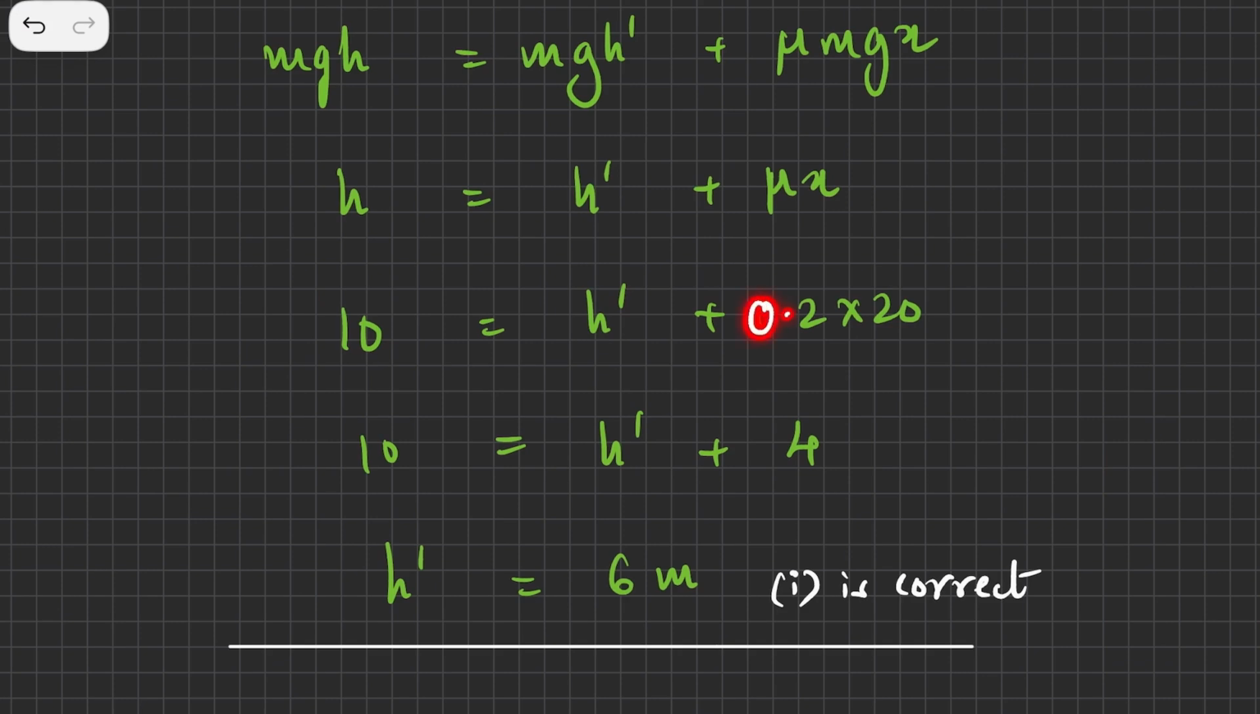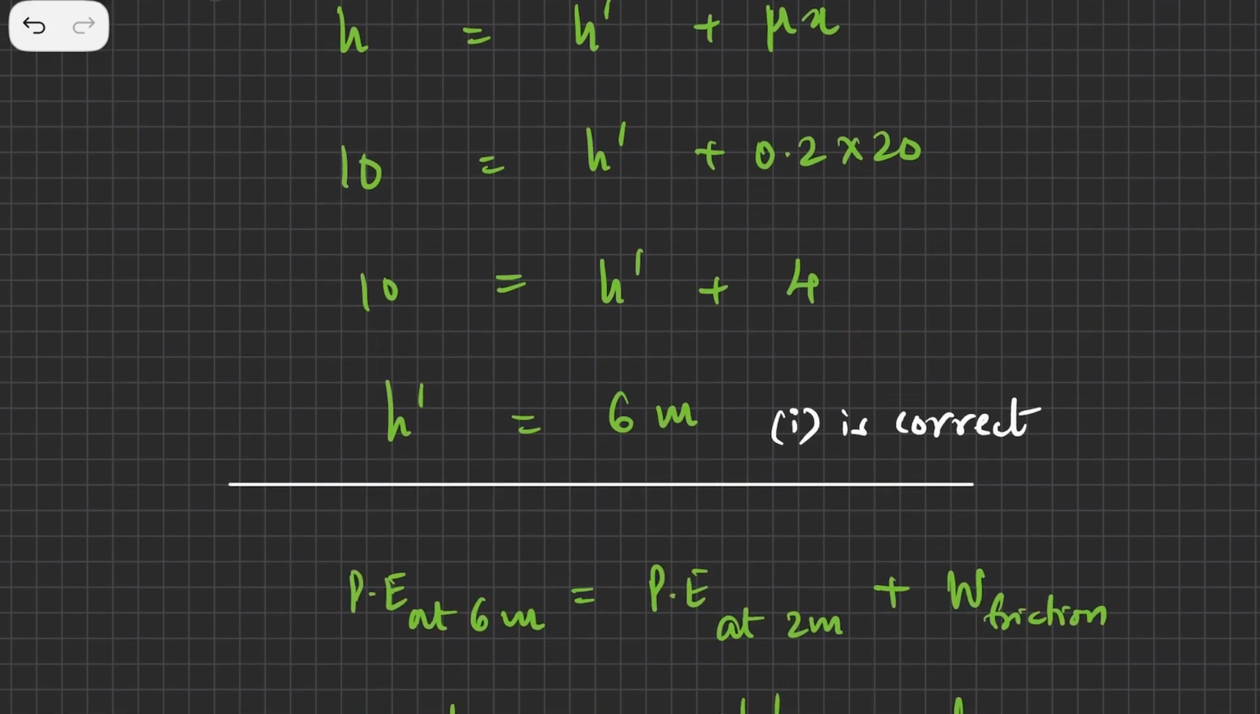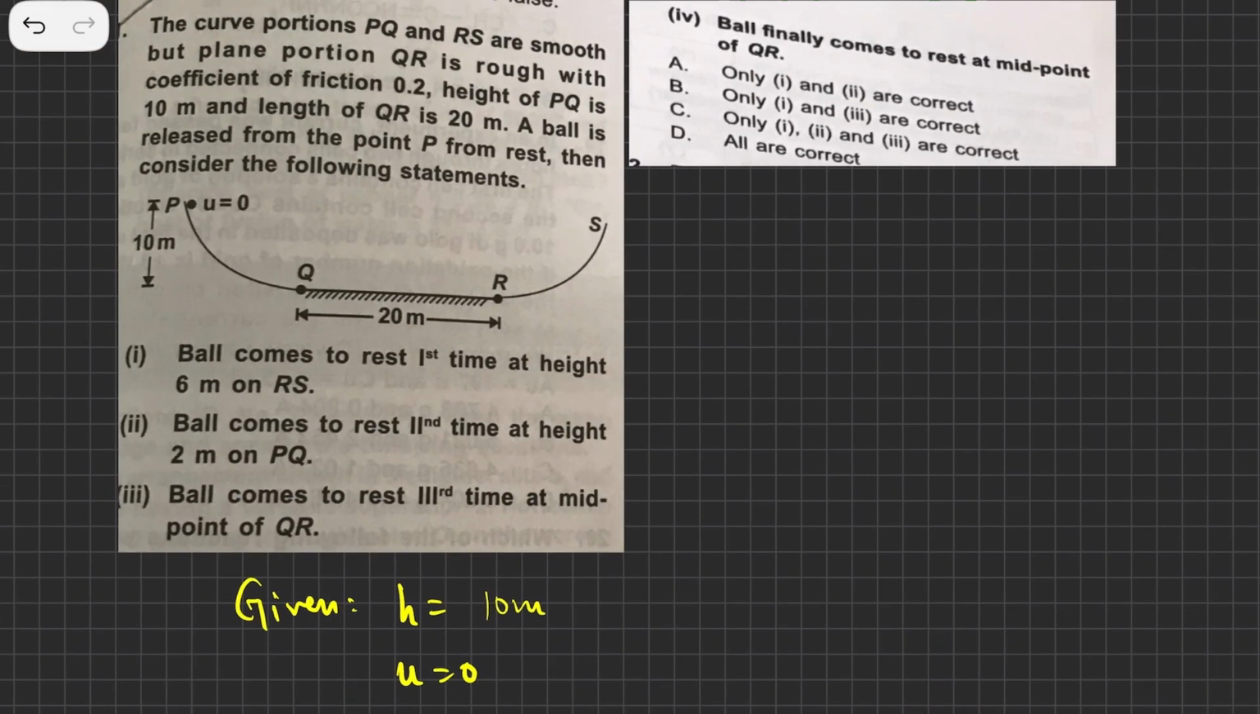Plus mu is 0.2, this is given, and the distance of that part where the friction acts is just 20. So by calculation, I got h dash is equal to 6 meters. That means option 1 is a correct statement. The ball is going to go from this point and climb till 6 meters height. So this option is correct, but we have a lot of options over here.